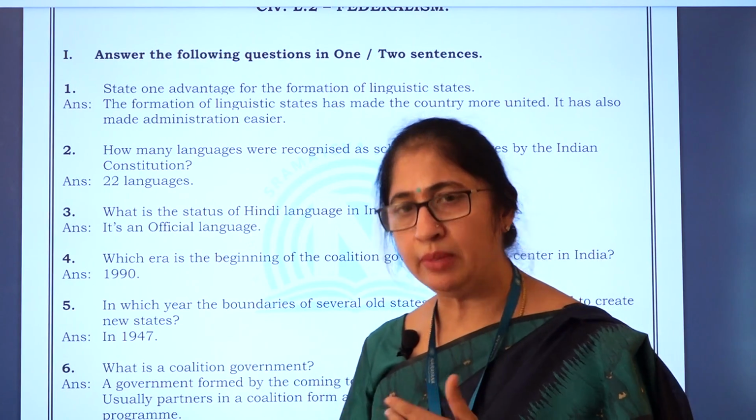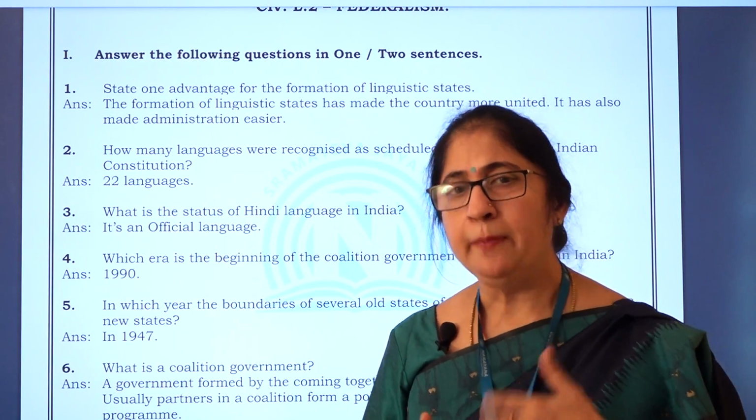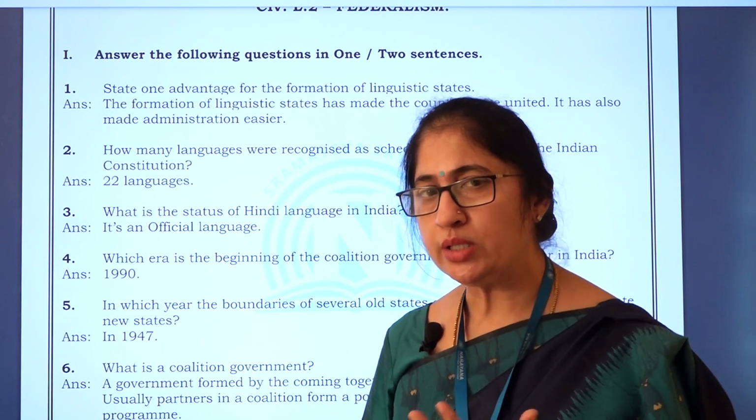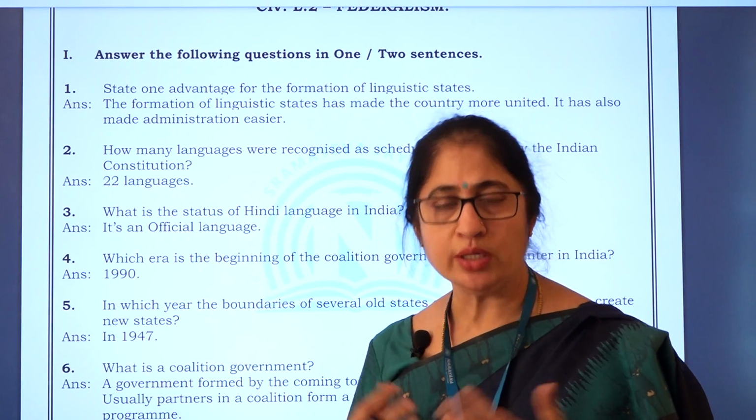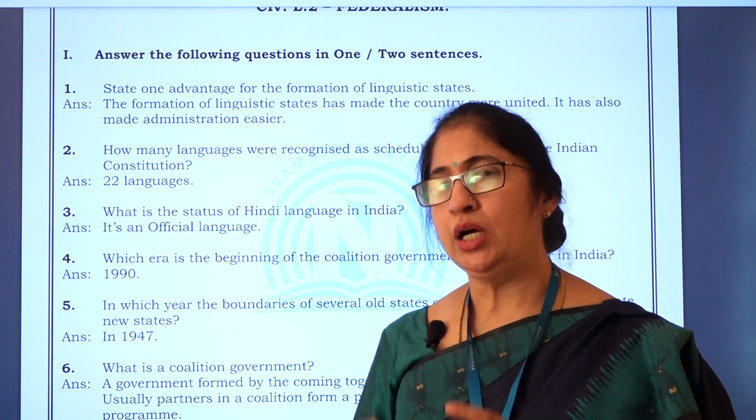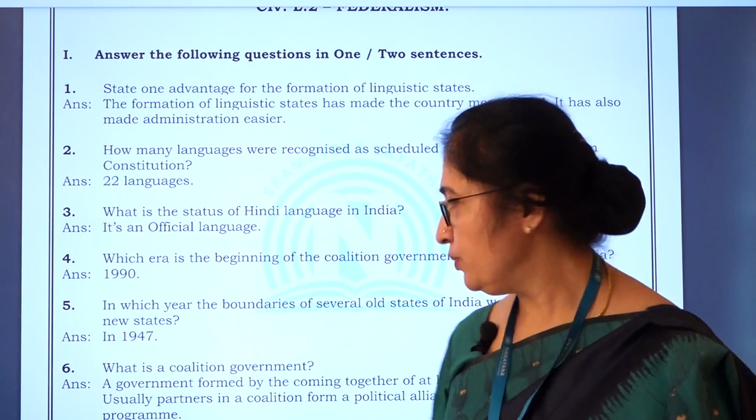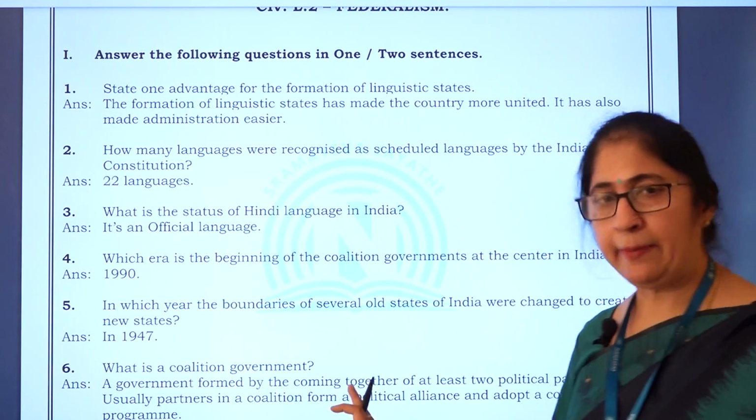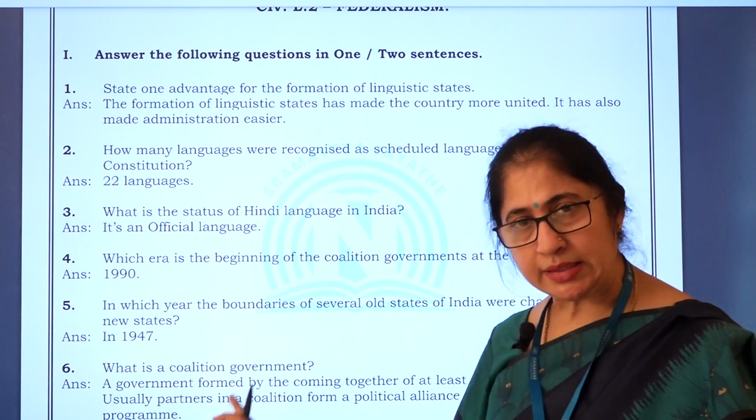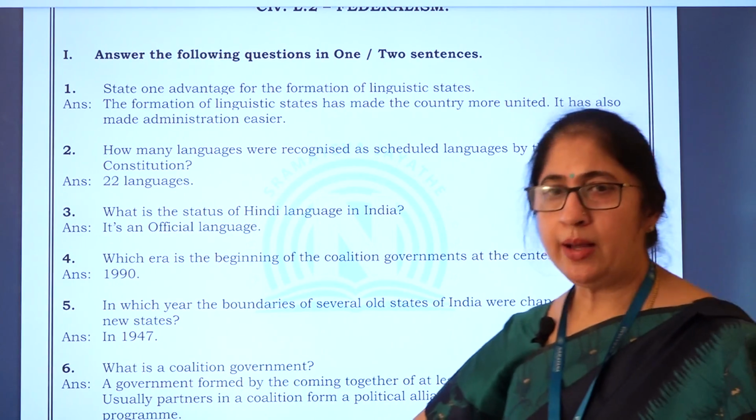Because as many political parties are coming up, no political party is getting a majority to form the government. So from 1990 onwards, what era has started? Coalition government. So what is a coalition government? 2 or more political parties coming together to form an alliance and to run a program to run the administration. So a government formed by coming together of at least 2 political parties, usually partners in an alliance, form a political alliance and adopt a program.